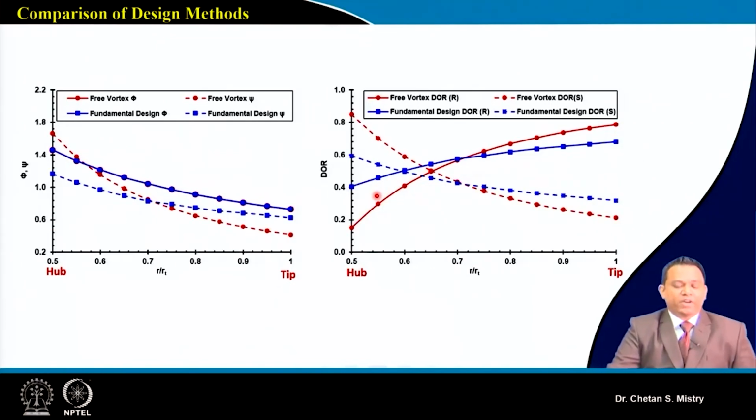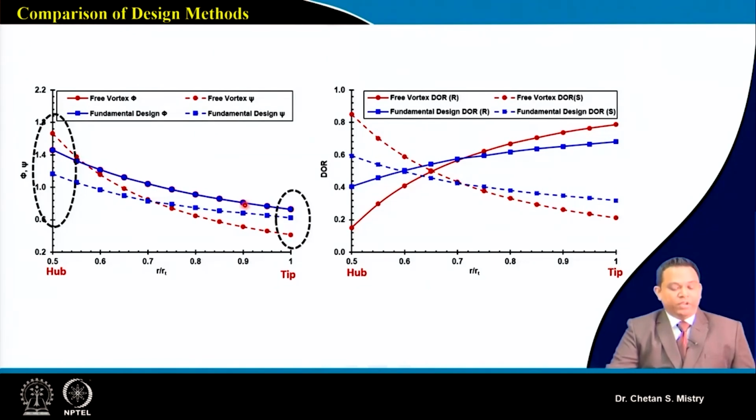Now let's see what is happening with our phi and psi. The value of phi is not changing at this moment, because my Ca value and my U value are the same. But when we look at our loading coefficient, for our fundamental approach, this represents systematic loading throughout my span. If we observe here, for the free vortex kind of configuration, my loading changes all the way from hub to tip.